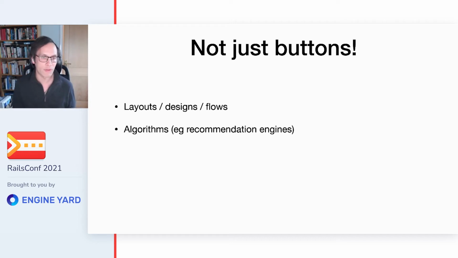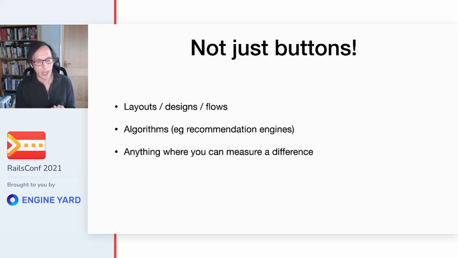You could test things like that. Algorithms are great, so different recommendation engines, different parameters to them. And really, anytime you can measure a difference, but you want to take that difference into account in a rigorous way, then an A/B test is the process through which you do that.